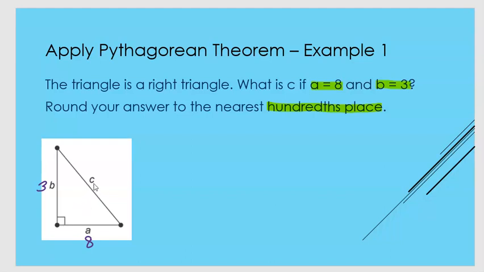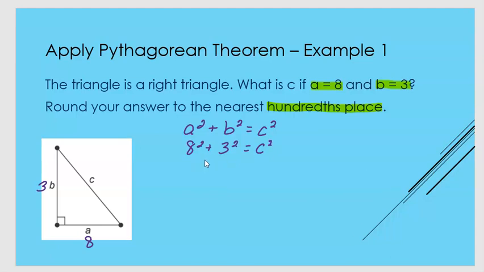Now it's a right triangle, so to find C, I'm going to use the Pythagorean theorem. Again, my Pythagorean theorem is A squared plus B squared equals C squared. So now I just replace my numbers. A is 8, so this is going to be 8 squared, plus B is 3, so this is going to be 3 squared, equals my C, which is what I'm trying to find, but it's C squared.